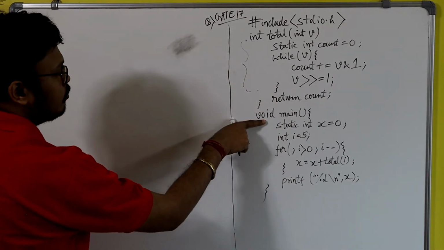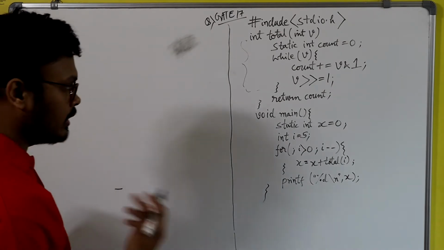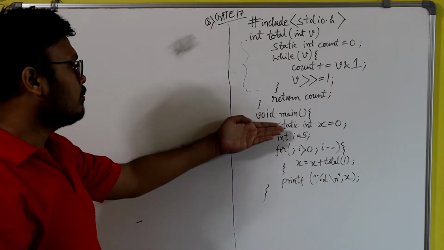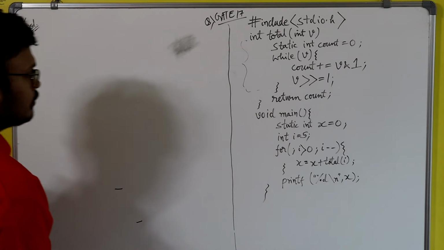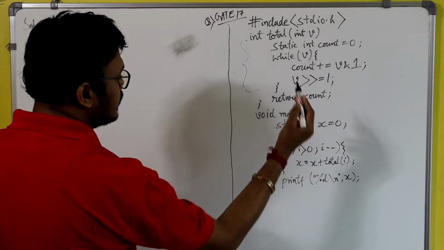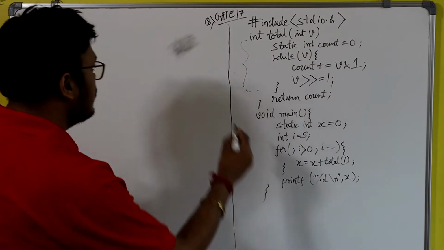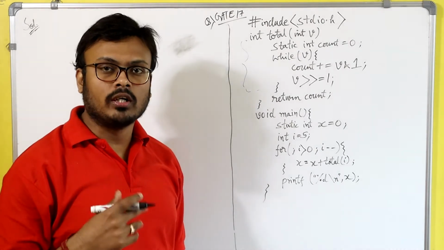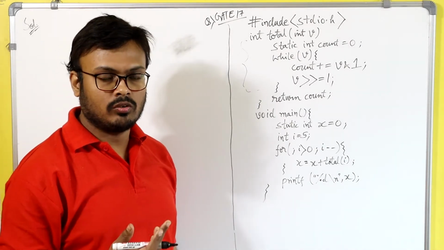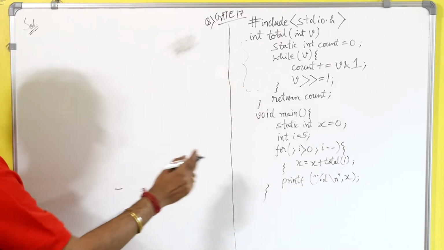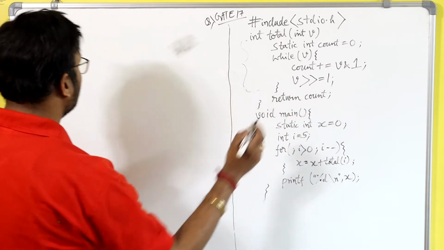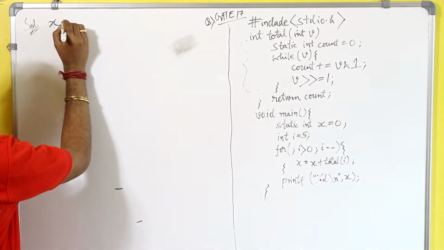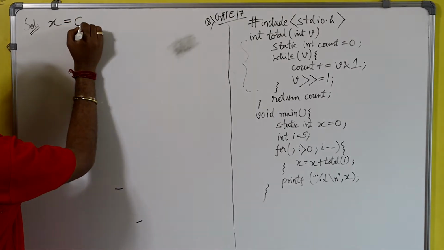So let's start from the void main part, because in C programming, while solving GATE questions, we always start from the void main part. So in void main, static int x is equal to 0. What is the meaning of static? Static means the variable is initialized once. It will not be re-initialized. So x is a static variable, and it is initialized as 0.